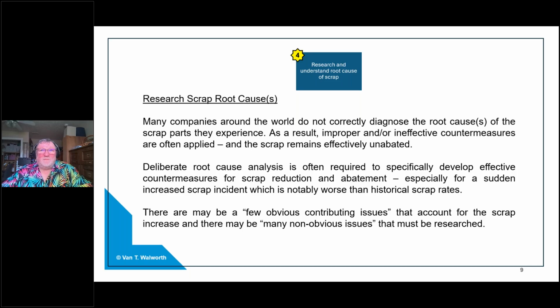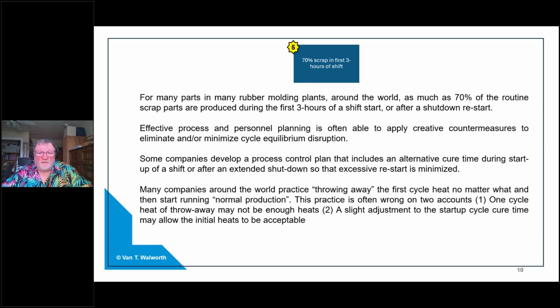In my career, going around the world talking with process engineers, and I've been in well over 1,000 plants, there's a fairly good known sense that as much as 70% of the scrap parts that you might have during any day typically happen within the first 3 hours of the startup of a shift or a shutdown. Most of it happens then.